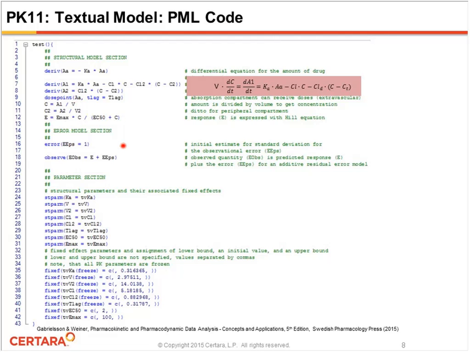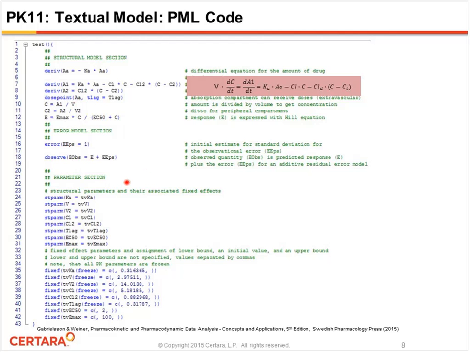For the error model, this is, as I said, the most simple model. The first statement, error, calls the error variable called EEPS and sets the initial estimate for the standard deviation of the residual error model to 1. And here is the observed statement for the error model. So everything you have measured, these are the EOBS data, the observed effect data, is a sum of the predicted effect from the model plus the residual error. That's how we set up the error model in PML code.